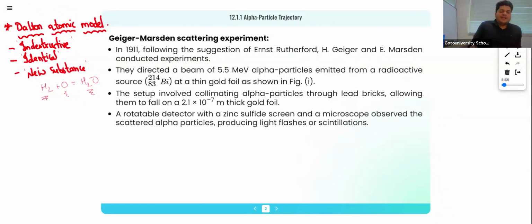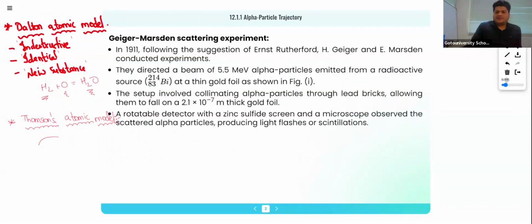Okay, then what happened? Then Thomson came and he gave his atomic model, Thomson's atomic model. Okay, Thomson's atomic model. According to Thomson, atom is like a watermelon. Atomic model is like a watermelon.